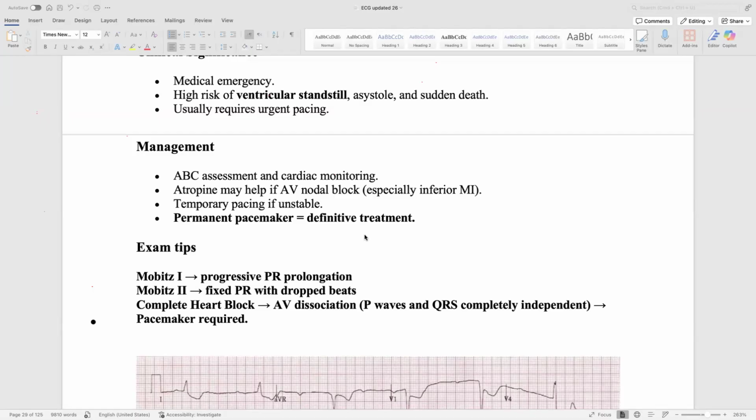And sometimes the AV node receives collateral supply, from the inferior and from the left anterior, from the LAD. So we can try atropine, no problem. But if it's not working, then as per ACLS, temporary pacing, waiting for permanent pacing.